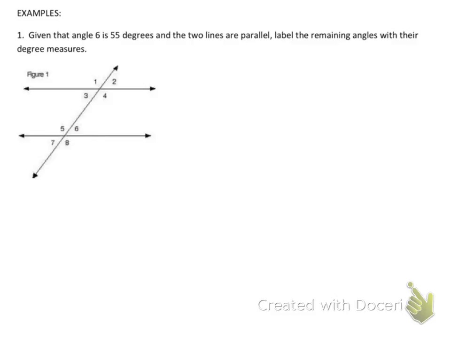So I'm going to write 55 because that's what 6 is. But if I know that 6 is 55, then 7 is also 55. Why? There's that vertical angles, right. That means what is also 55, and tell me your reason why. 3. Why 3? We had a name for that yesterday.